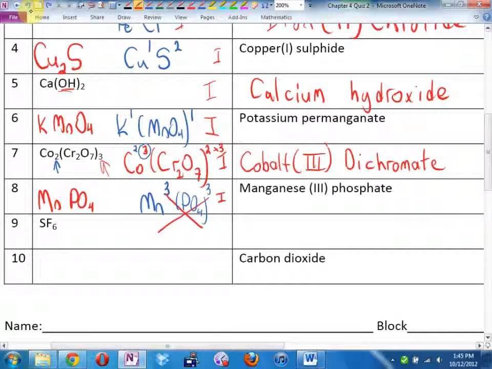SF6, S. Sulfur? Metal or not? Not metal. Covalent. Okay. Covalent, now I'm going to use the prefix rules. Robin, how many sulfurs are there in this particular formula? The invisible one. And we said if the first element, the first atom, if there's only one, you don't put a mono in front of it. So it's going to be sulfur.